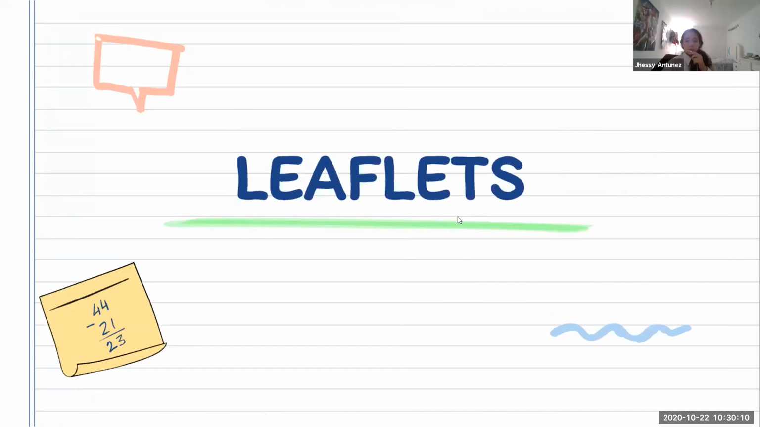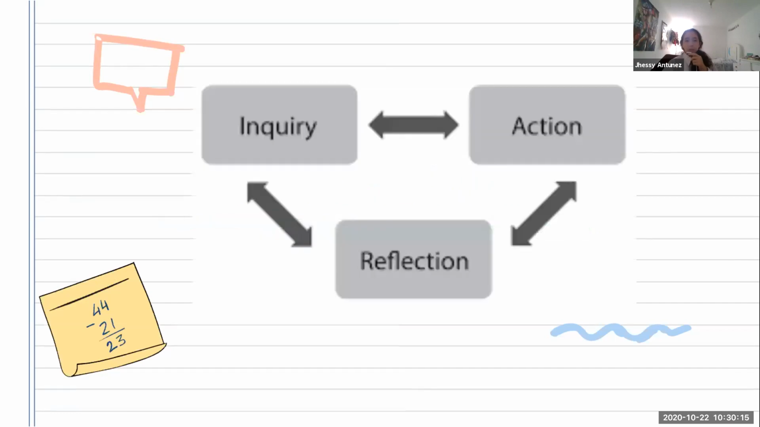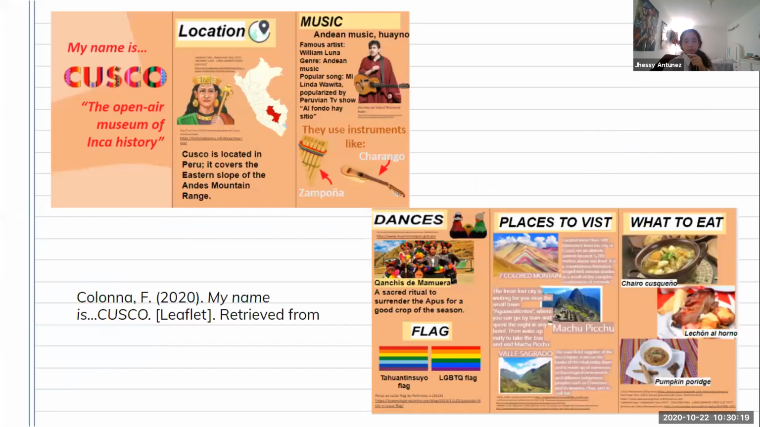Then all of that large process led us to the next step of our inquiry cycle, the action. And we started making our final product, that is the leaflet. This is my leaflet about Cusco. Just like Jesse said, I used all the information that I had used throughout the inquiry process in order to present my final product.